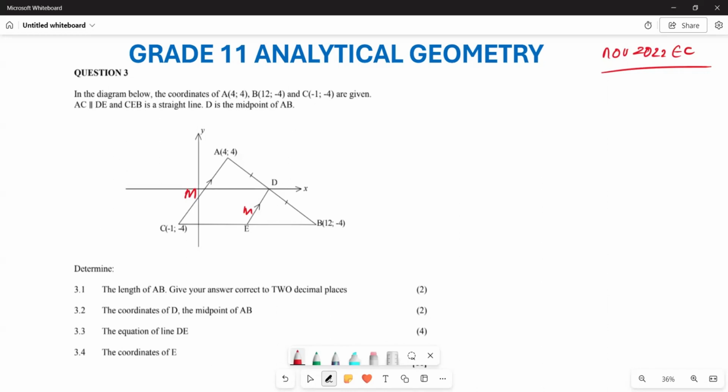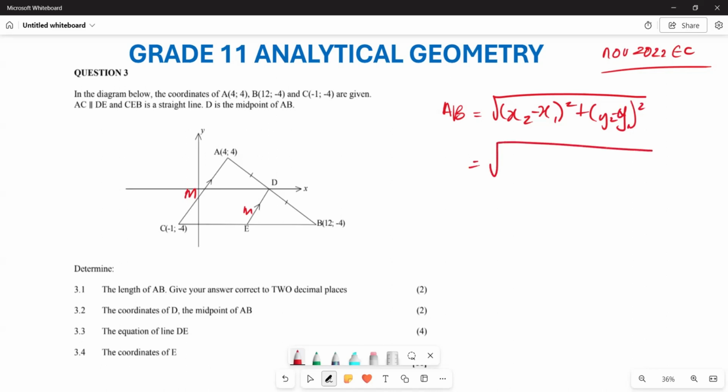Now, let's see what you can do in order to answer this question. They say determine the length of AB, giving your answer to two decimal places. Now we are obviously going to start by using our distance formula. AB is going to be the square root of x2 subtract x1 squared plus y2 subtract y1 all squared.